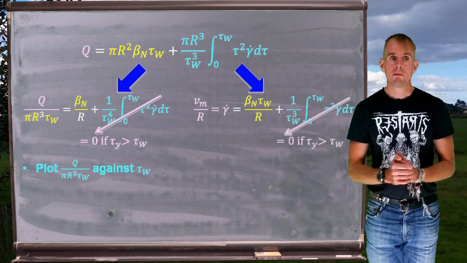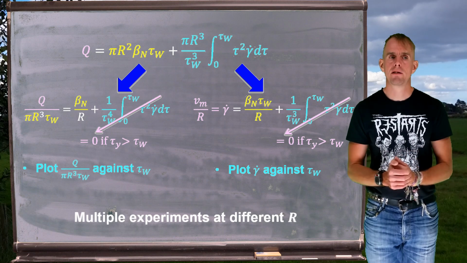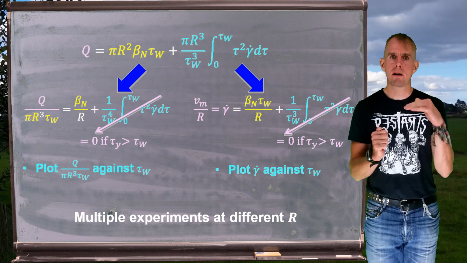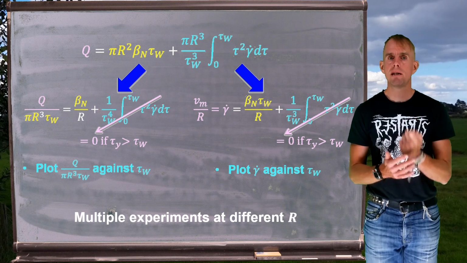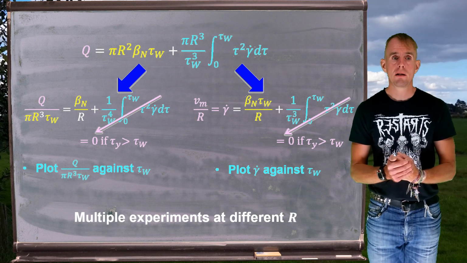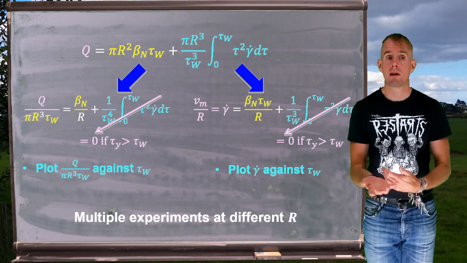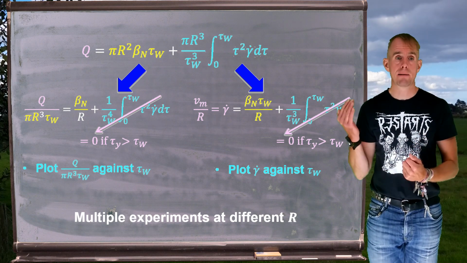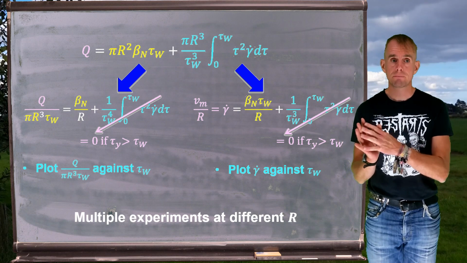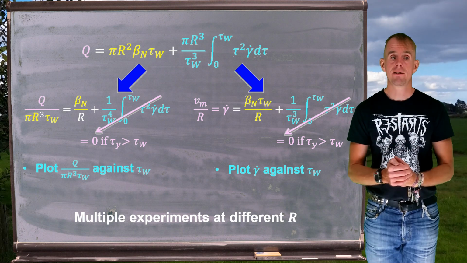Another thing that we can do is we can use effectively the same approach, but just rewrite the equations a little bit differently. If we think about Q, written in pink, and divide by pi r squared, that gives us our mean velocity, v subscript m. If we further divide through by r, then we get v mean over r, which is a measure of shear rate. So my shear rate, gamma dot, equals beta n tau w over r plus the integral, which goes down to 0 if tau y has not been exceeded.